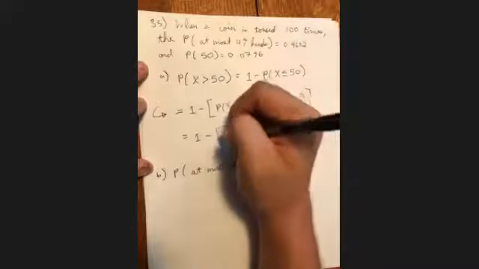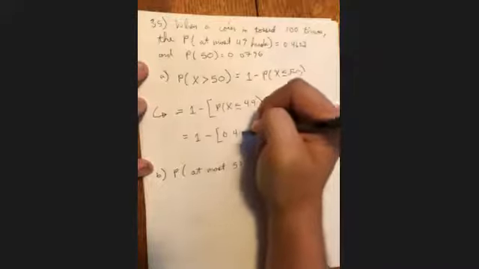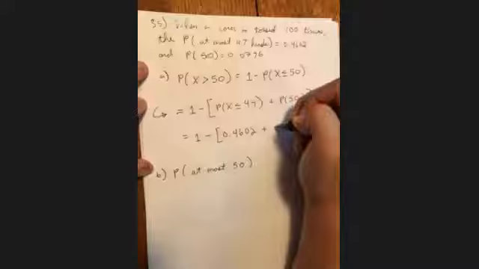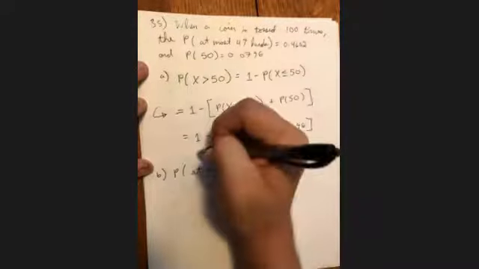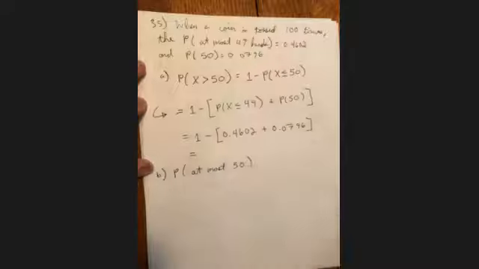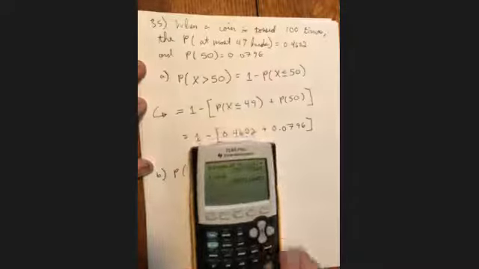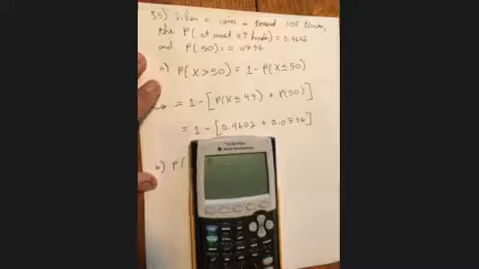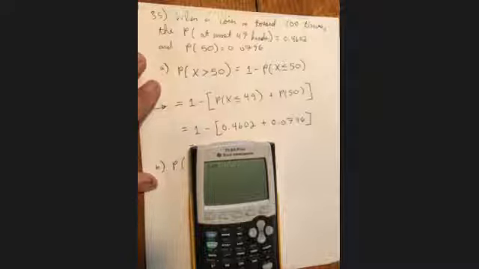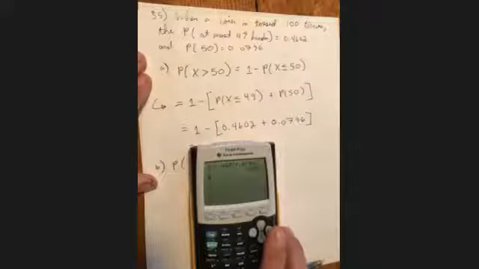So now we just have to do 1 minus parentheses 0.4602 plus 0.0796. And that gives us 0.4602.